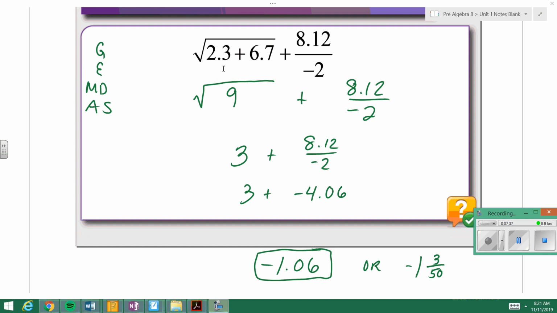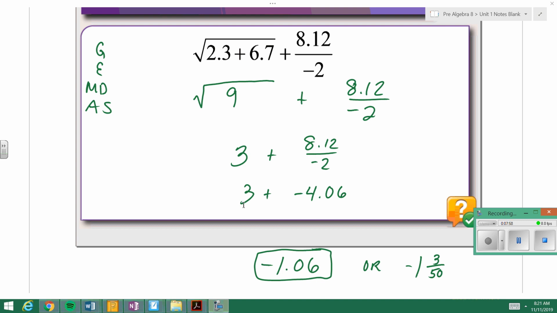And we're back with this one. The only group in this particular case was underneath the radical, underneath that square root. 2.3 plus 6.7 comes out to 9, which is a perfect square. How convenient. Square root of that is 3, right? So grouping is done, exponent is done. Multiplication, division, I have a division. 8.12 divided by negative 2 is negative 4.06.